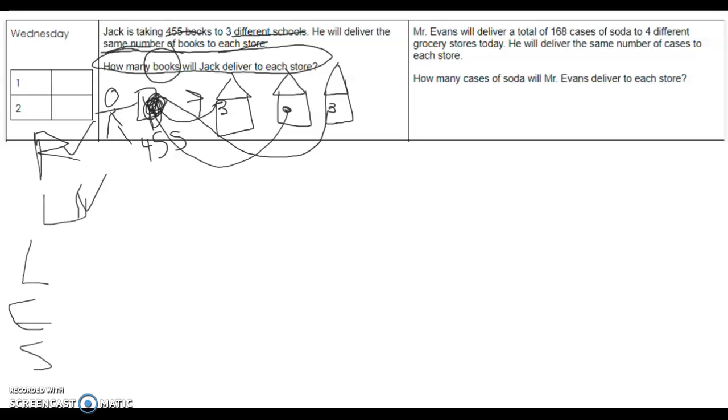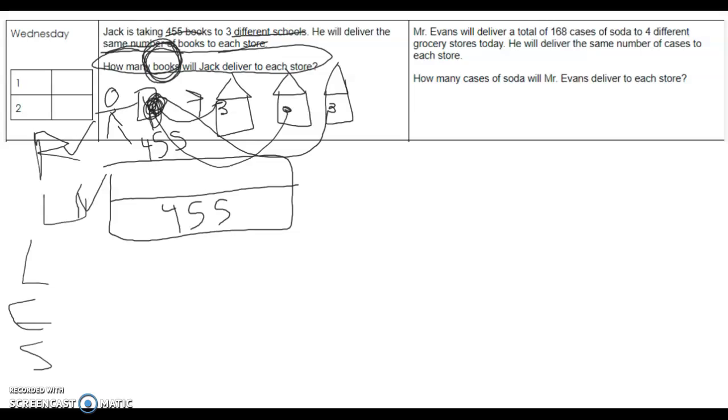Okay, so now that I can play out a picture in my head, or a movie in my head, of exactly what's happening, now I can make my strip diagram. So we want to think to ourselves first, what's my total? Do I have a total? Well, I do. If we remember, we're thinking about just books. Do I have a total number of books? Yes, 455. Those are all the books that Jack has. He can't get more than that. That's the number of books that are in his box.